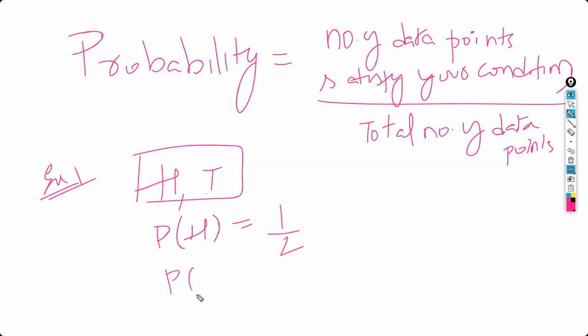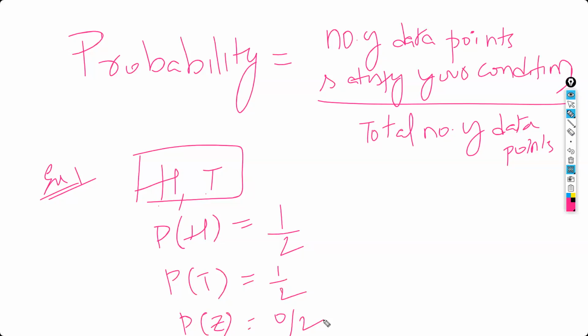What is the probability of tail? It is 1 by 2. Now, what is the probability of Z? In the data set, is Z there? No, so 0 by 2. If it is there, how many are there, divided by the total number of data points. If it is not there, simply write 0 by 2.